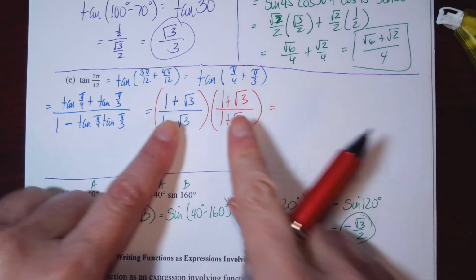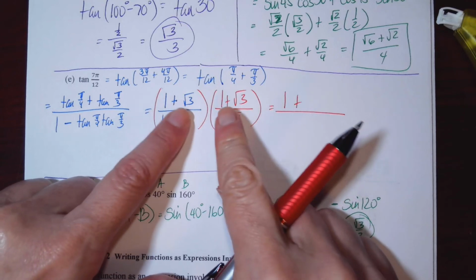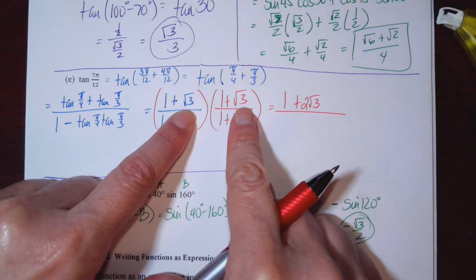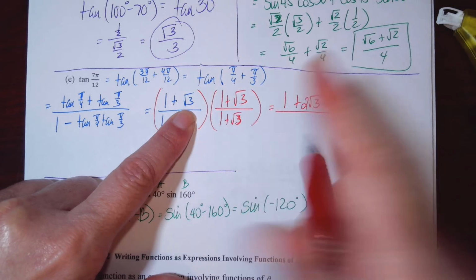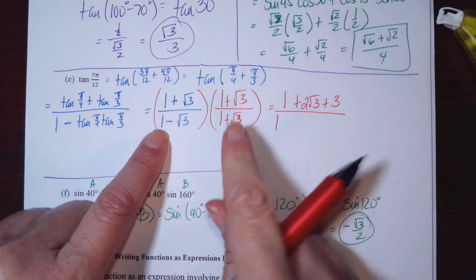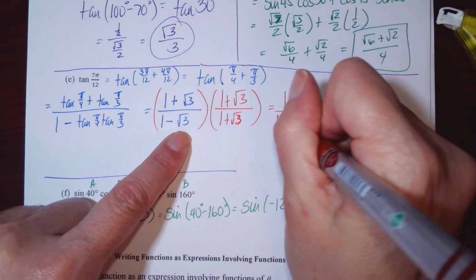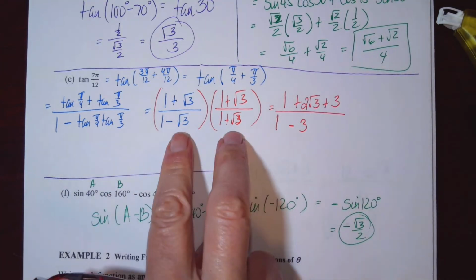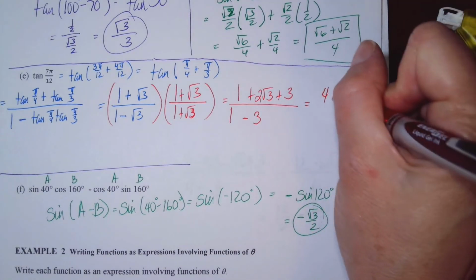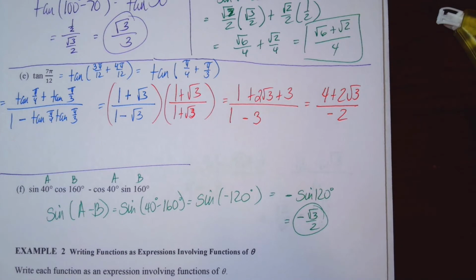When I FOIL, my numerator becomes 1 plus square root 3 plus square root 3, that's 2 square roots of 3, plus square root 3 times square root 3, square root 3 squared is just 3. In my denominator, 1 times 1, outside and inside products are opposite, so they add to 0, minus 3, because square root 3 squared. So I've got 4 plus 2 square roots of 3 over a negative 2, and I need to simplify.